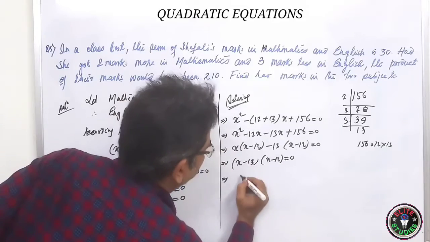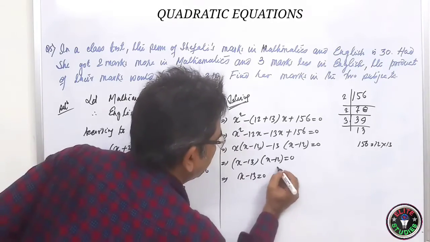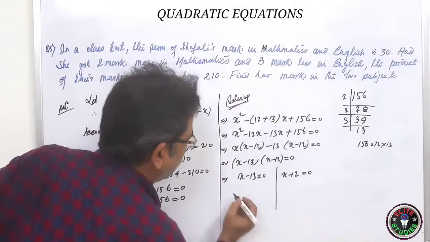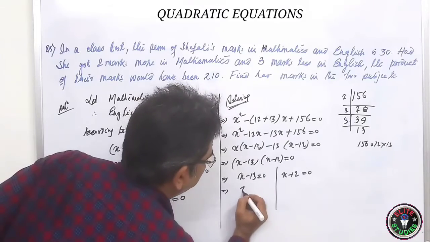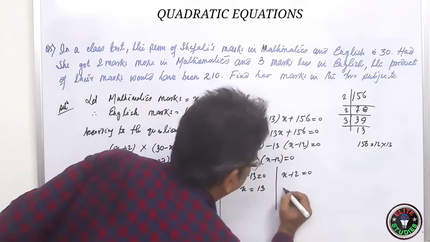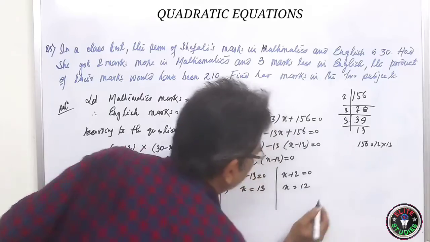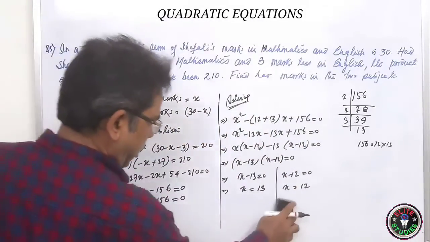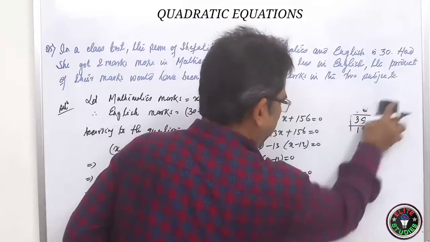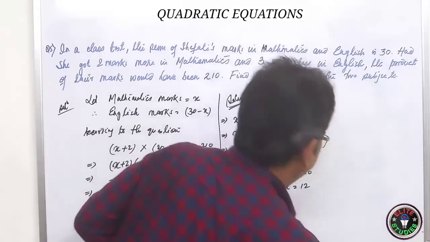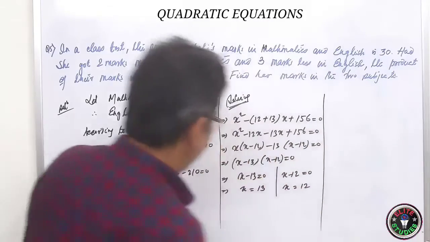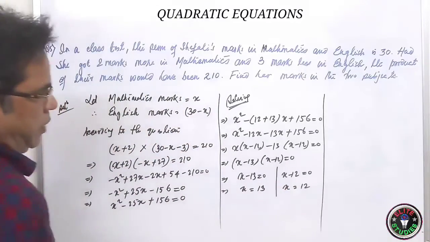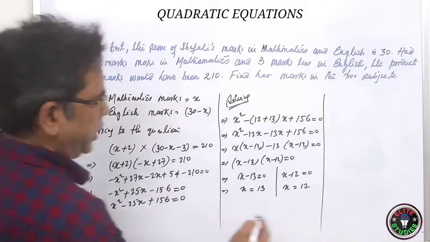So here if you equate, x minus 13 is equal to 0 or x minus 12 is equal to 0. So this will give you x is equal to 13 and this will give you x is equal to 12. So we got the value of x. Now what is the interpretation? x is the maths marks. Both are positive, both are possible. So you have to take both cases.